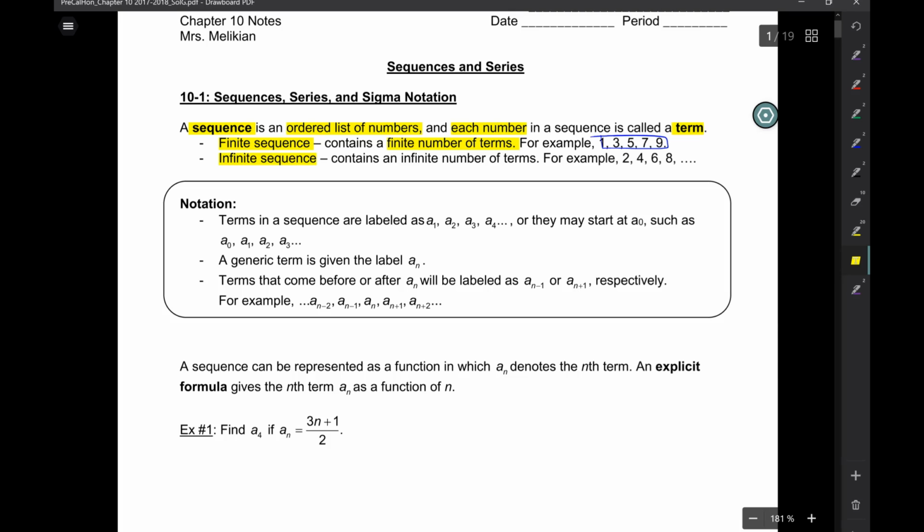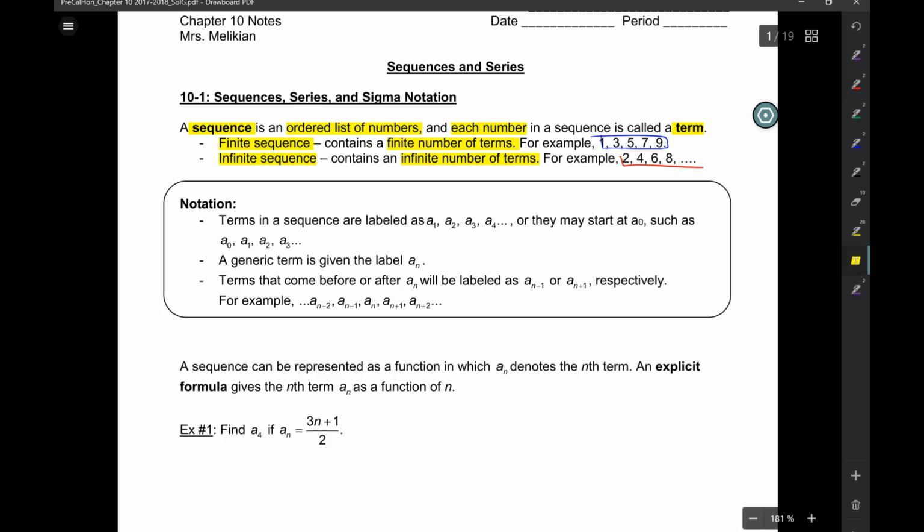An infinite sequence has an infinite number of terms. So basically, it never ends. It just keeps going and going forever. So for example, this one here, 2, 4, 6, 8, ... Those are all the even numbers going up to infinity.